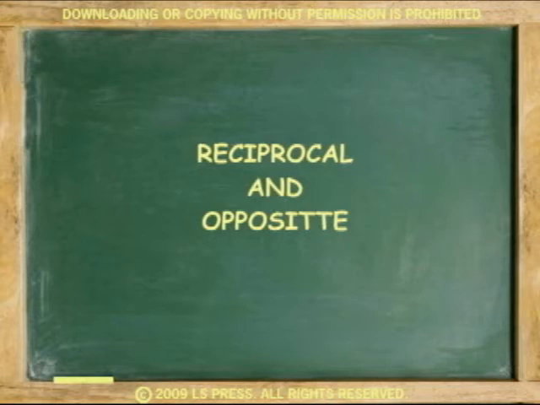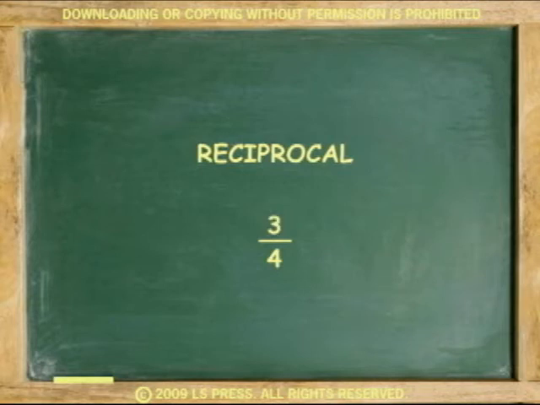A reciprocal is a rational number that is written upside down. The reciprocal of 3 over 4 is 4 over 3. The reciprocal of 3 over 1 is 1 over 3. The reciprocal of 1 over 2 is 2 over 1, or 2.